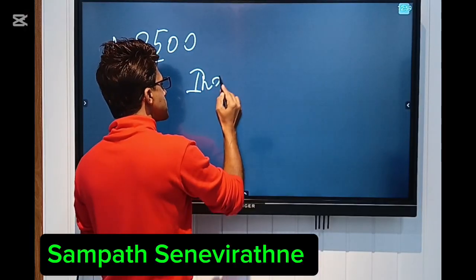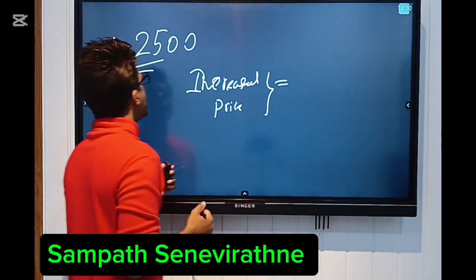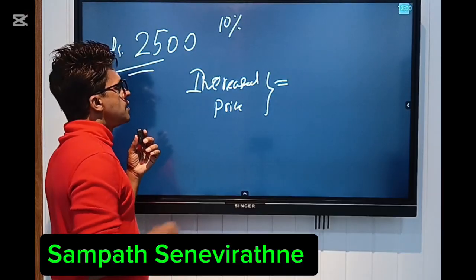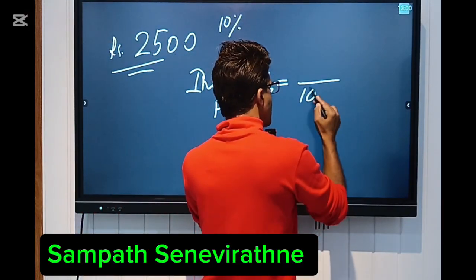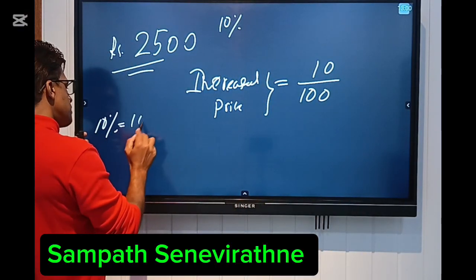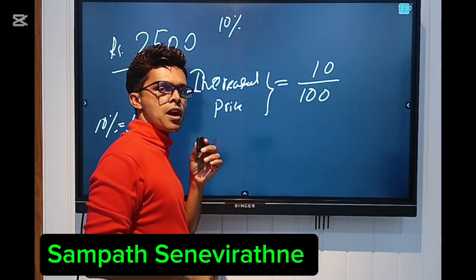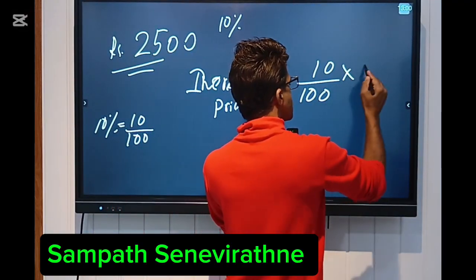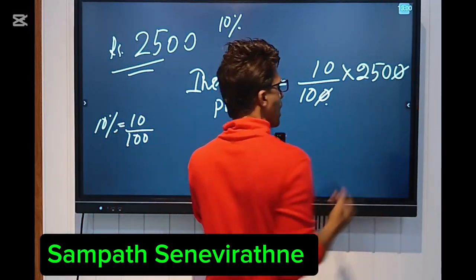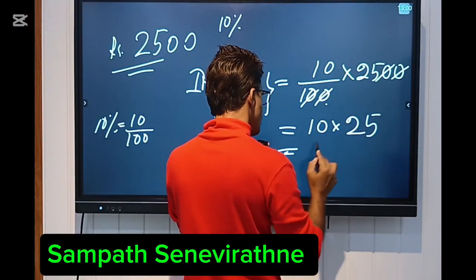The increased price can be taken here. The question says that the price increases by 10%. Then 10% means for every 100 rupees it increases by 10 rupees. What did I do here? That 10% was written as a fraction. So for 100 rupees the price increases by 10 rupees. For 2500 rupees the increased price can be taken here. This zero can be cancelled out, this one and this one can be cancelled out. 10 times 25 means 250.